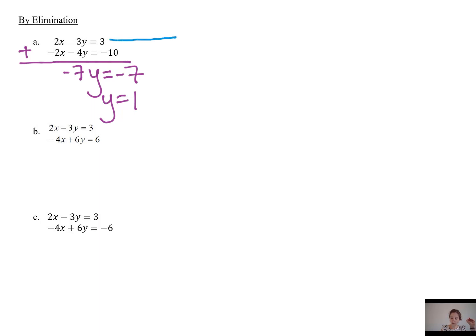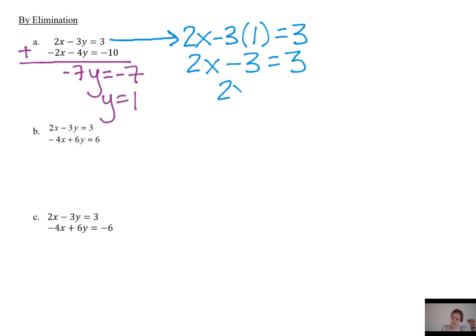I'll choose the top equation because it has less negatives. And so I have 2x minus 3 times y, which is 1, equals 3. 2x minus 3 equals 3. 2x equals 6, because I add 3 to both sides. x equals 3. We typically write our solution to a system of equations as an ordered pair, (x, y).